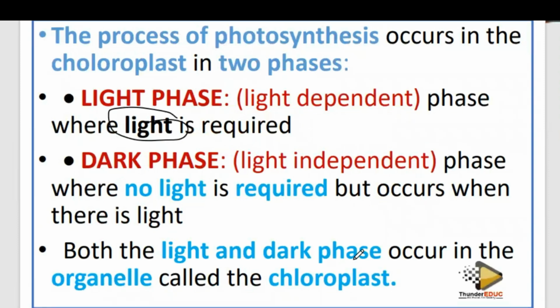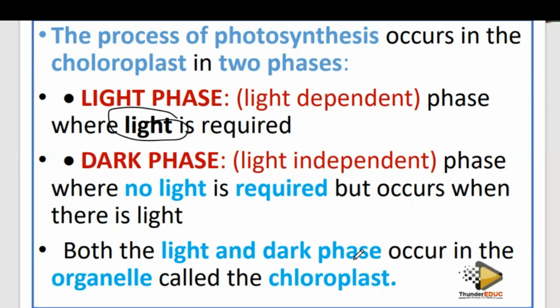Someone can ask a question: does it mean that the light phase occurs during the day, and the dark phase occurs at night? These two occur concurrently, meaning that while this one is occurring, the other one is also occurring. But if the light goes and the dark phase hasn't finished, it continues until it finishes.